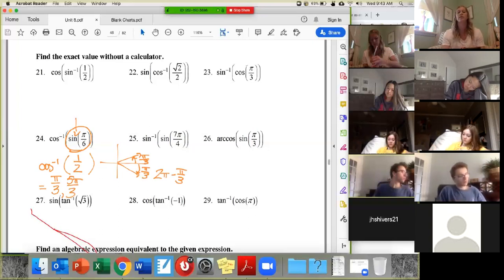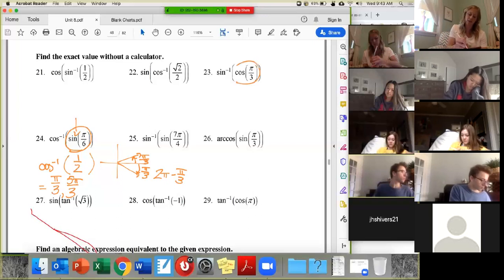Would we like to do another one of those? Yes. Okay, let's look at 23 real quick. I would work from the inside: cosine at pi over 3. Where do I get that? My chart. That's 1/2. Then this is an inverse sine, so it's asking me at which angles is sine equal to 1/2. Sine's equal to 1/2 at pi over 6.